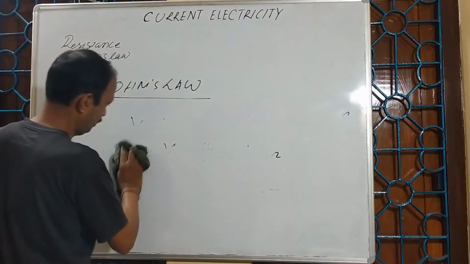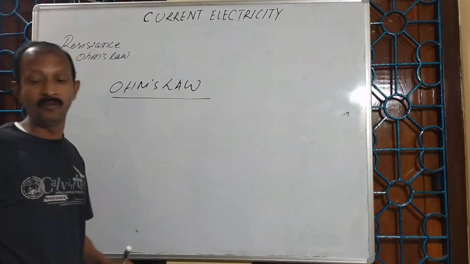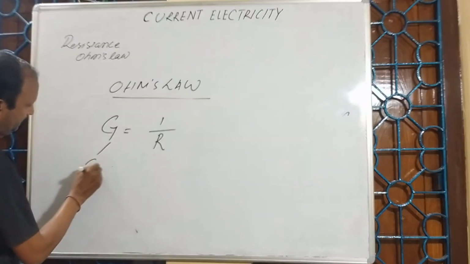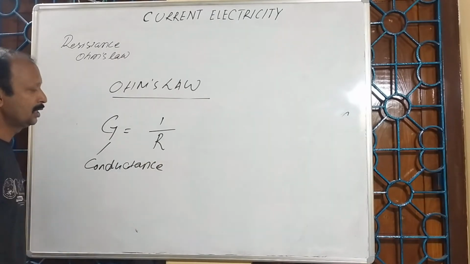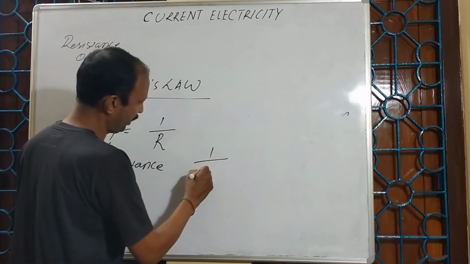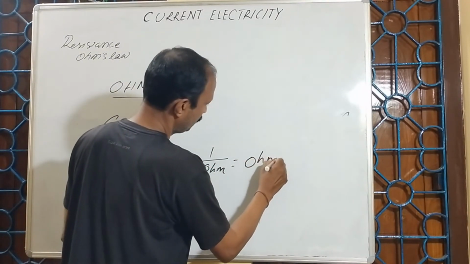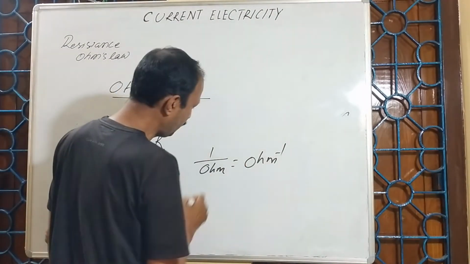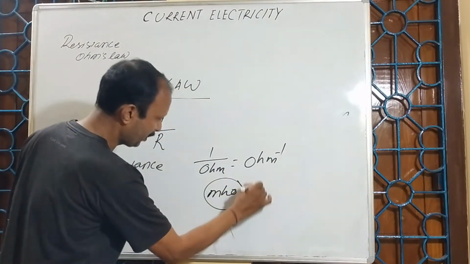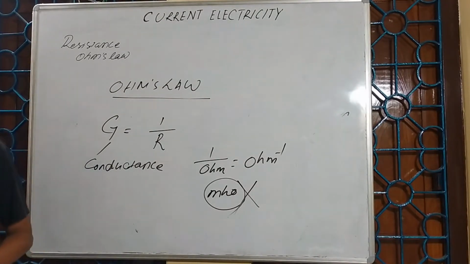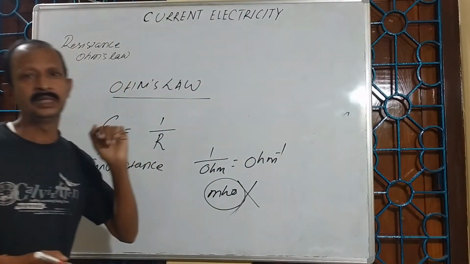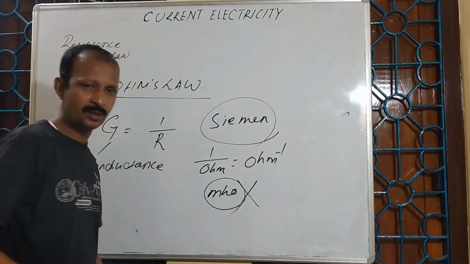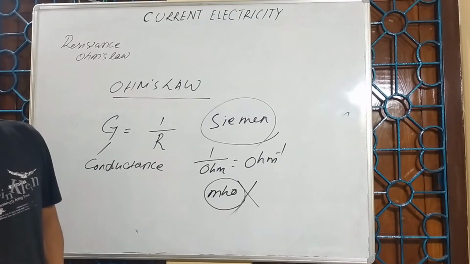One more term I shall tell you, that is the reciprocal of resistance, 1 by R. This is the reciprocal of resistance. It is called conductance. The unit of resistance is ohm. Unit of conductance is 1 by ohm, or ohm inverse, or you can say Siemens. Earlier we used to say mho. At present we are not using mho as the unit of reciprocal of resistance. In that place we use the term Siemens. This is also the unit of conductance, or reciprocal of resistance.